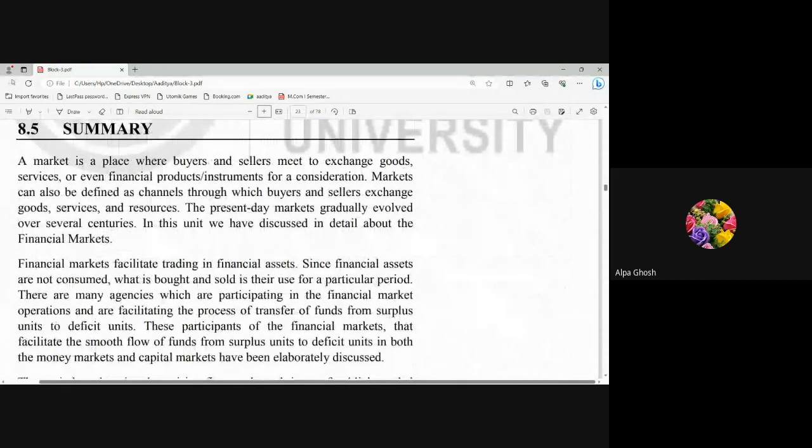So the first one, that is the financial markets, we are done. Kindly read this summary. It's there on the screen. Quickly read it so that we can move to the next.